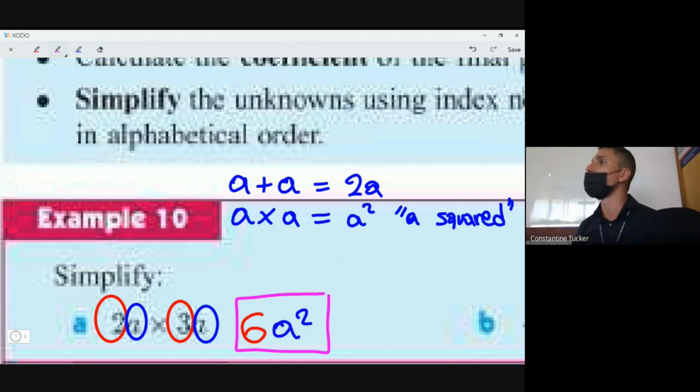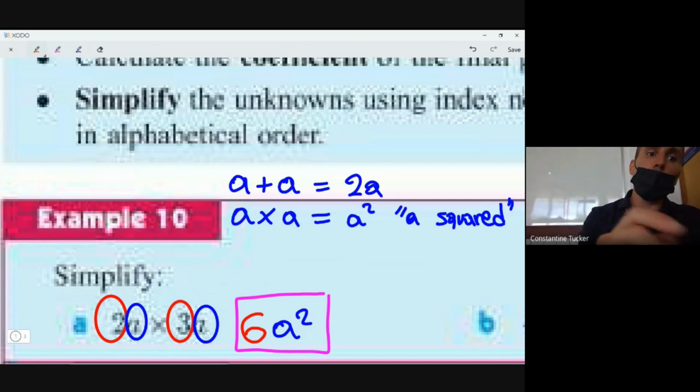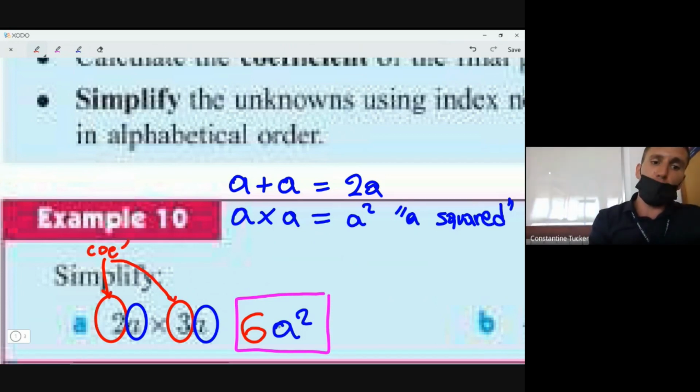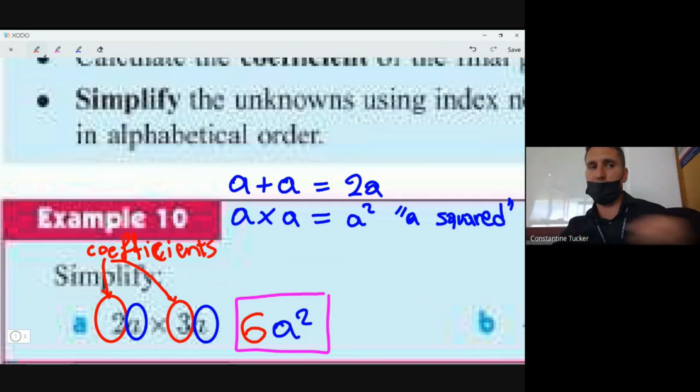Ta-da! That's it. So basically, we multiply the numbers with the numbers, and we multiply the letters with the letters. Now, these numbers in front, we call them coefficients. So this 2 and this 3, they have a very special name. They're called coefficients. Coefficients.